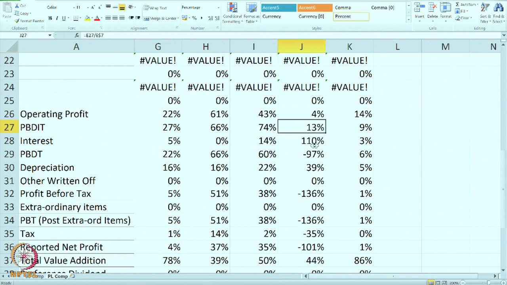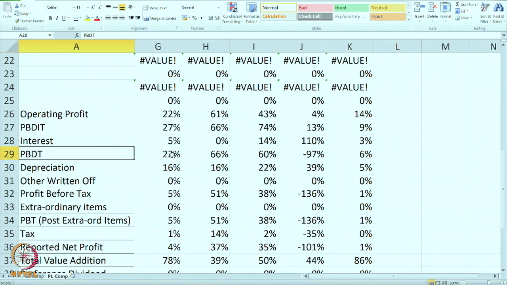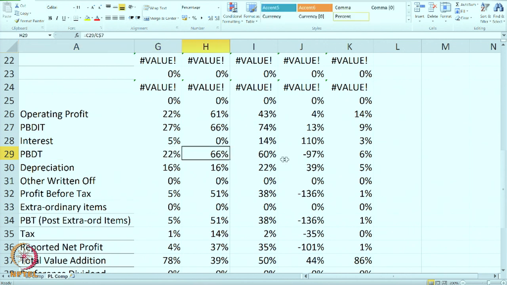Interest expenses are very high for Reliance, 110% of their revenue. That's why at PBDT, profit before depreciation and tax, Reliance becomes minus 97%, while for others the figures are more or less the same. Then the depreciation is 16%, but very high for Reliance because they have got very costly ships and the interest burden is also very high on them. You can see here Reliance has acquired very high cost ships at a high level of interest.